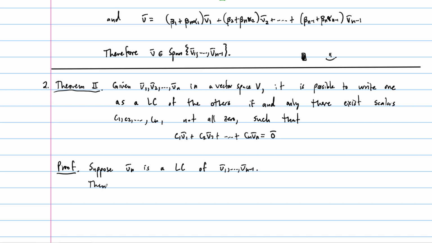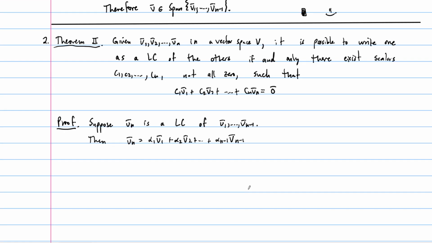All right, then just like we did before, we can write V sub n equal to alpha 1 V1 plus alpha 2 V2 plus all the way up through alpha n minus 1 Vn minus 1. And just by rearranging, this is 1 times V sub n. If we subtract this over to the other side, then look what we can write. Another way to write this is alpha 1 V1 plus alpha 2 V2 plus all the way up through alpha n minus 1 V sub n minus 1 plus negative 1 V sub n equals the 0 vector.